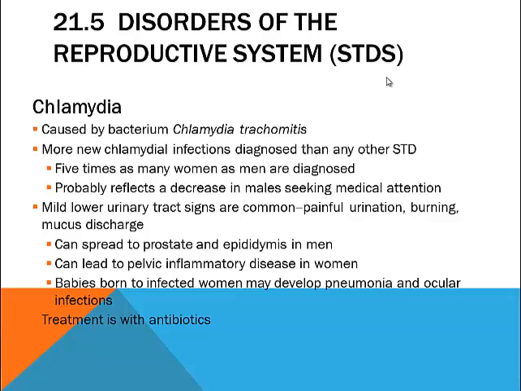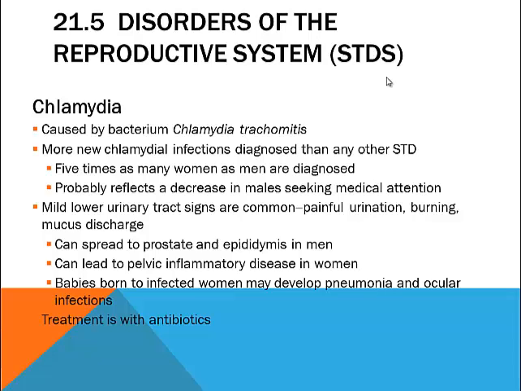Chlamydia is our next reproductive system disorder. Chlamydia is caused by a bacterium known as Chlamydia trachomatis. There are an estimated 6 million cases per year of this disease. There are more chlamydial infections diagnosed than any other STD. 5 times as many women are diagnosed as men, probably because males tend to not seek medical attention.